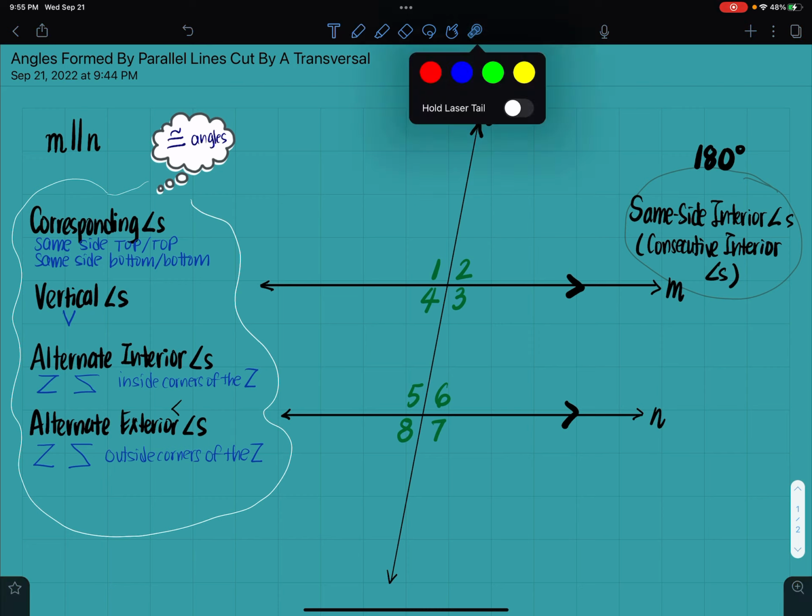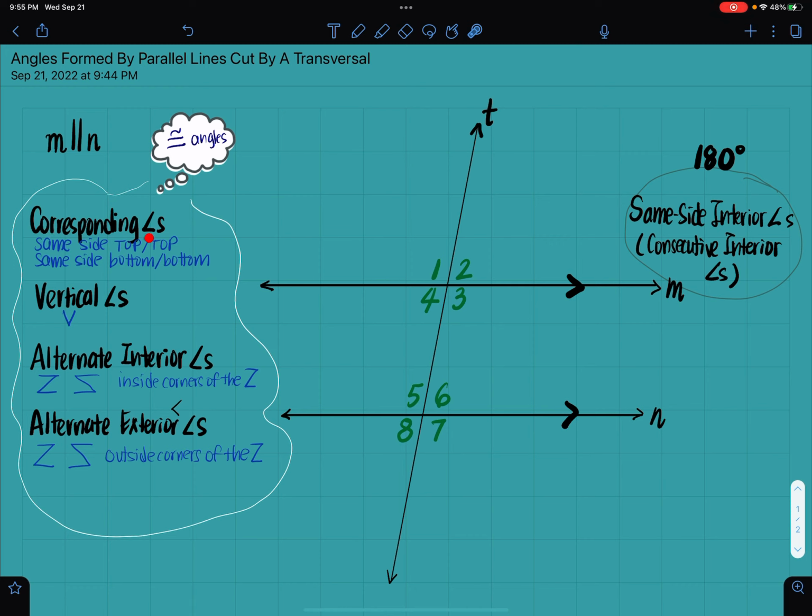Now let's just do a quick review. So once again, when you hear the word corresponding angles, I need you to remember this statement. Same side, top, top, same side, bottom, bottom. So once again, corresponding: same side, top, top, same side, bottom, bottom. Now what does that mean? Well, if you look over here, this transversal separates this into a left side and a right side. And so when I say side, I'm referring to left side or right side.